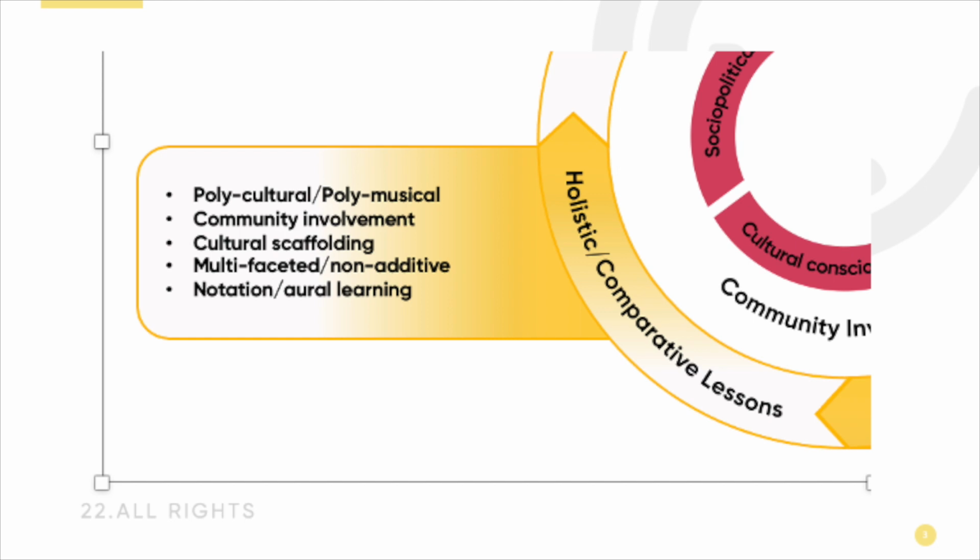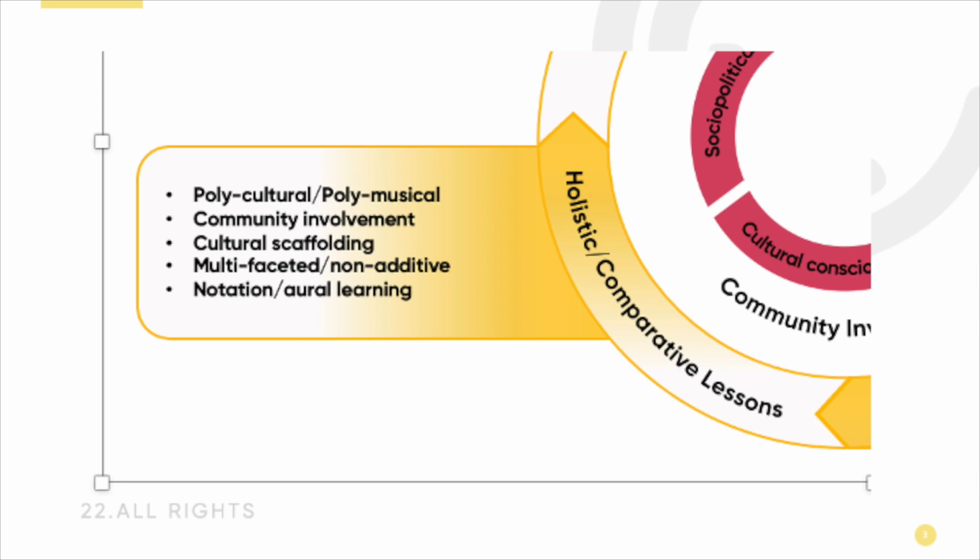So here we are: polycultural, polymusical, community involvement, cultural scaffolding, multifaceted and non-additive, notation and oral learning. These are all things that we consider when we're thinking about holistic and comparative lessons. Okay.